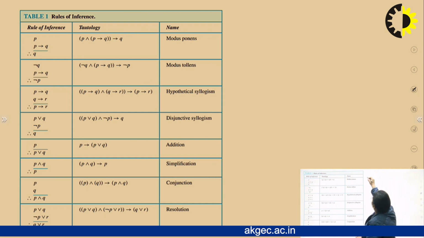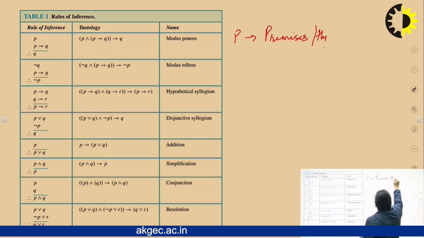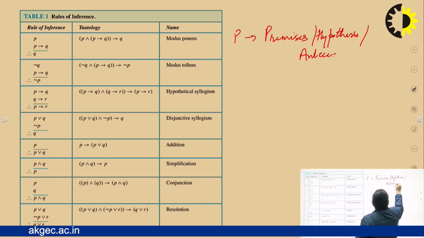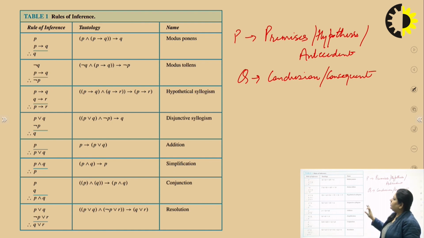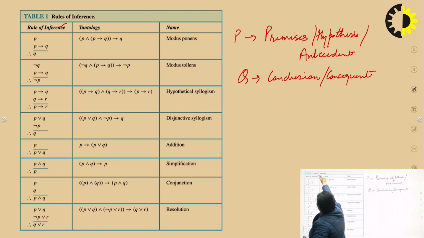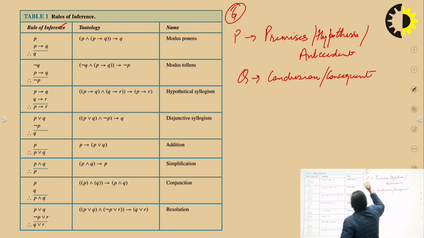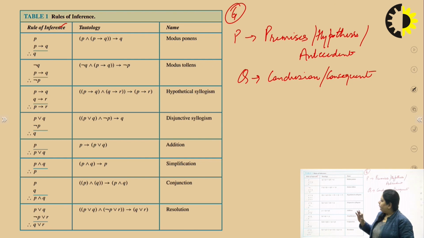Again here, P stands for premises, or we can say hypothesis or antecedent, and Q stands for conclusion, or we can say consequent. So this is P and this is Q, and we are applying these rules of inference. By applying these 6 rules we can reach our conclusion. So let us study what these are.